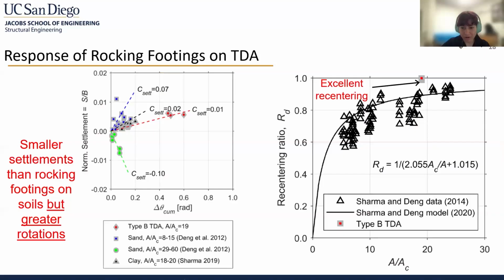The final conclusion on the rocking response of footings is that smaller settlements with greater reactions occur in footings on TDA as compared to footings on soil, and that TDA has an excellent recentering capability. And this is supported by the 2 graphs looking at the A versus AC ratio relating to the recentering ratio, and the other figure, which looks at different sands versus clays versus type B parameters, or type B TDA parameters. Next slide, please.